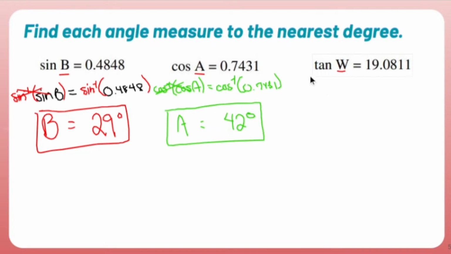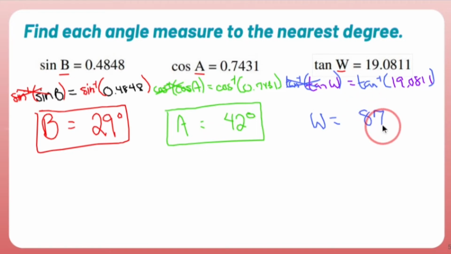Same thing here. All right, I'm going to write out tan W equals, give myself some space, 19.0811. In order to get rid of tan, I'm going to inverse tan both sides. So inverse tan, that gets rid of tan. Some people call that arctan. And now W is going to equal whatever the inverse tangent of 19.0811 is. I get 86.99999. 86.99999 is awfully close to 87 degrees.